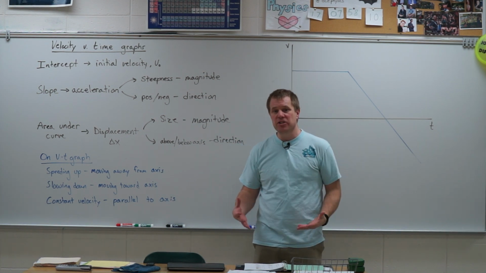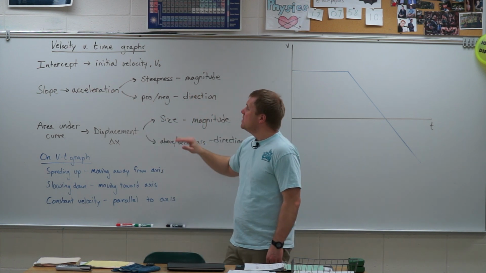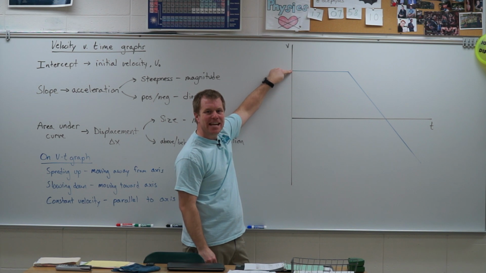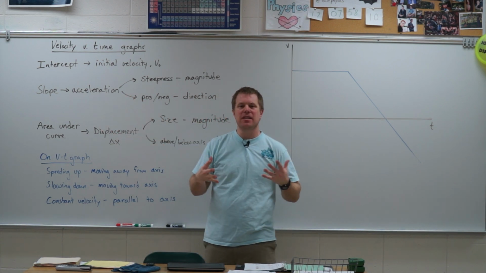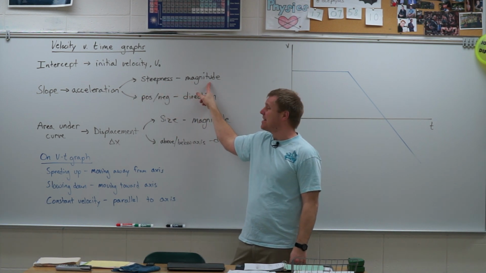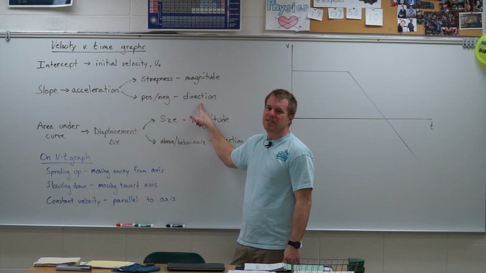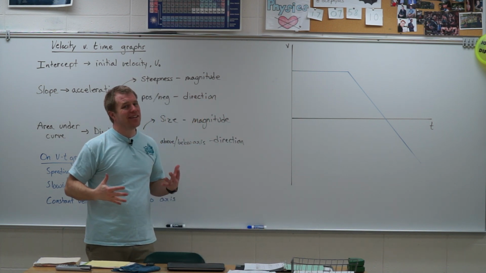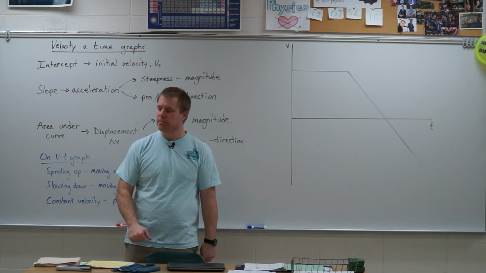Now there's some more information we can pull from that. The intercept of the graph tells me about the initial velocity. So what is the velocity at t equals 0? Okay. The slope tells me about the acceleration. Now the steepness of the slope tells me how big or small that acceleration is. And whether the slope is positive or negative tells me about the direction of the acceleration. Now remember, a negative acceleration doesn't necessarily mean it's slowing down, it's just telling you the direction of that acceleration.